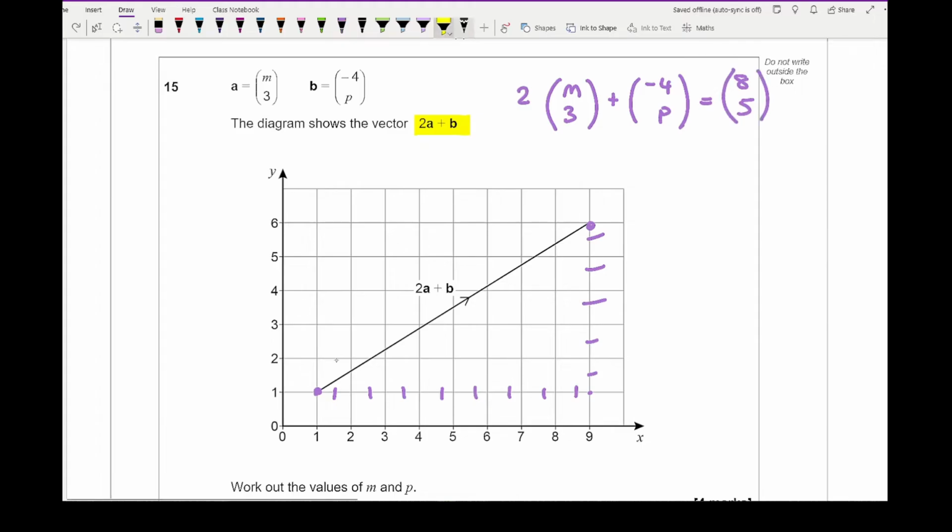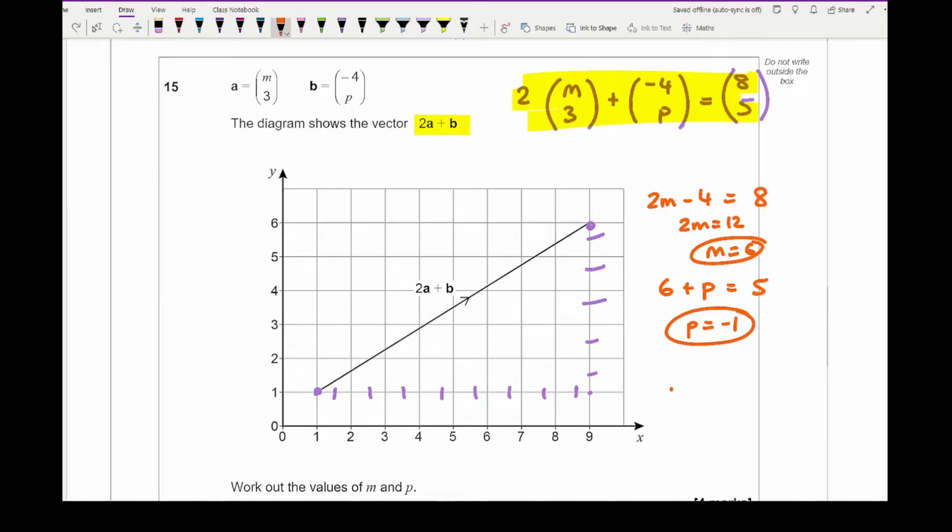So this is what we're now working with. Now, if I translate that and simplify it, we get 2m minus 4 equals 8, and I get 6 plus p equals 5. So then solving this, we get 2m equals 12, so m equals 6, and then solving this we get p equals -1. So there are my values for m and p.